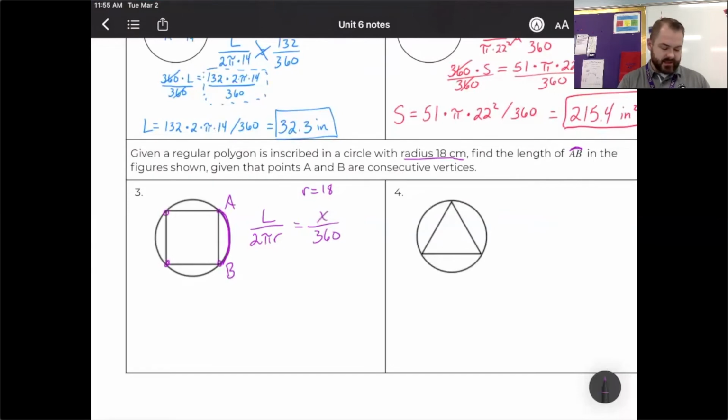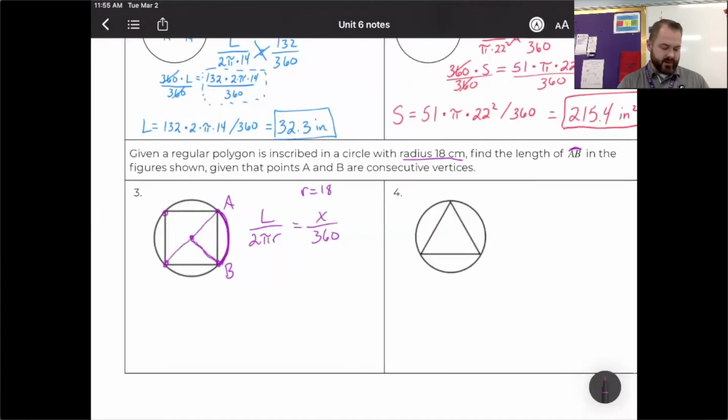X in this case, I can draw in my central angle that goes with this. If I do that for every pair of consecutive vertices, you can see each one of those angles. I took a full 360 and split it into 4 equal parts. So that's 90. Each one of these is 90, so my central angle is 90.